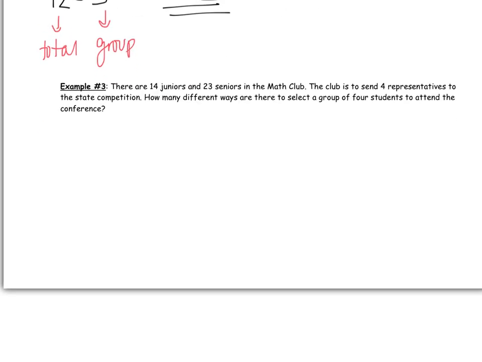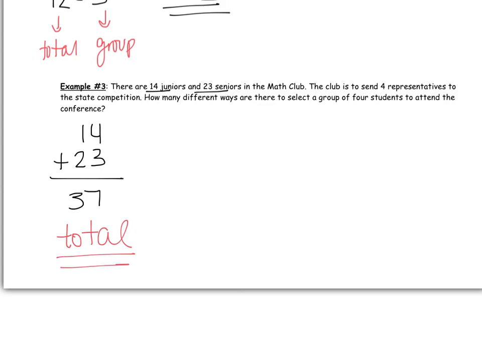There are 14 juniors and 23 seniors in the math club. The club is to send 4 representatives to the state competition. How many different ways are there to select a group of 4 students to attend the conference? Does it specify what types of students they want? Does it say they want only juniors to go or they only want seniors to go? No. So what we really should do is add up the total number of students that we have to choose from. If you do that, you get 37.